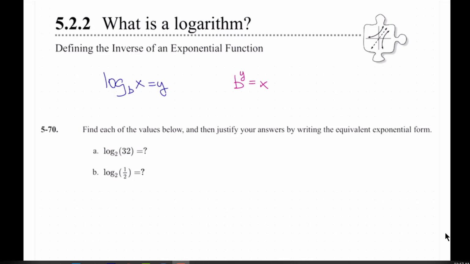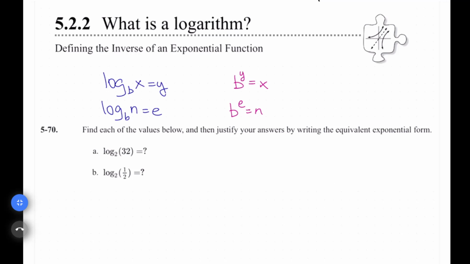I leave the B as the B just because it's the base in either one of them, but different people use different letters. We could do log base B of the number equals the exponent, and then the base raised to the exponent equals the number. We could do that.